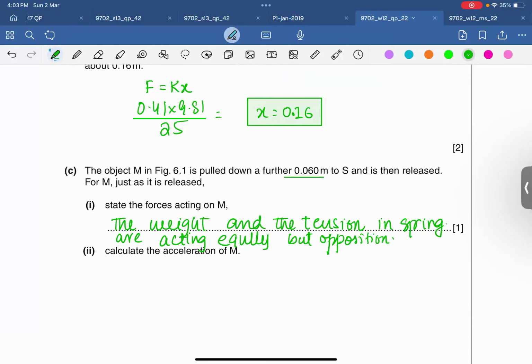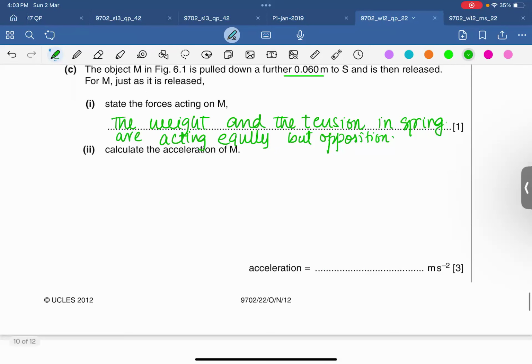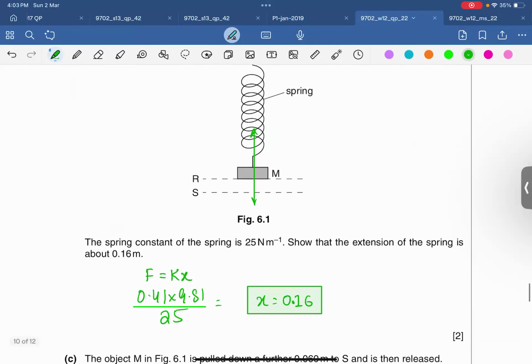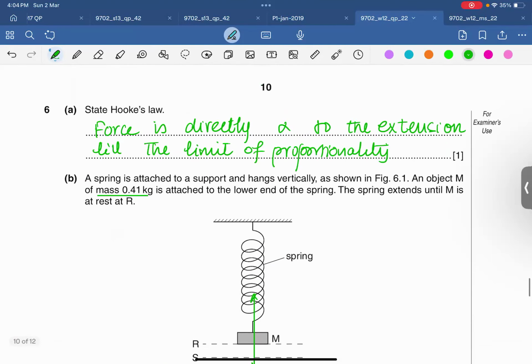For that, we can say by force, the weight minus the tension is equal to ma, or I think so. Is any other force acting? We have the spring constant and the weight.